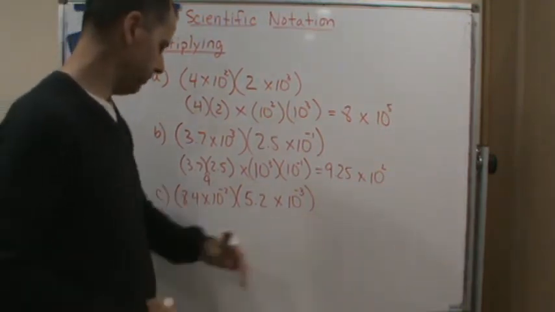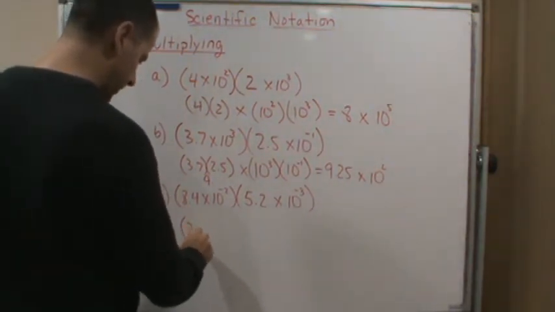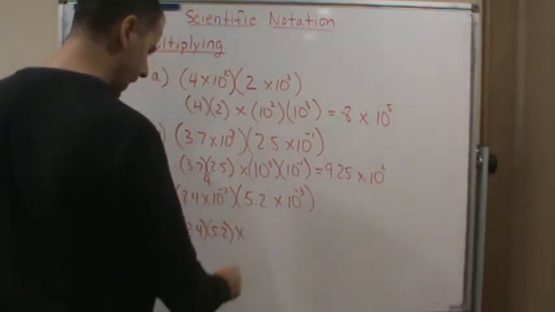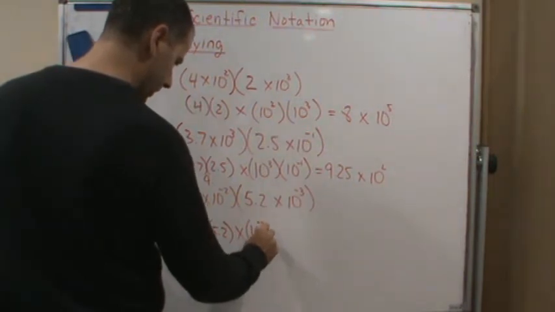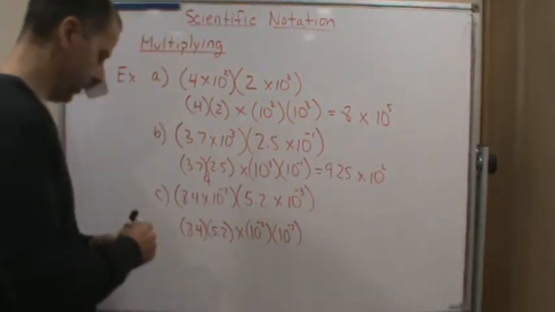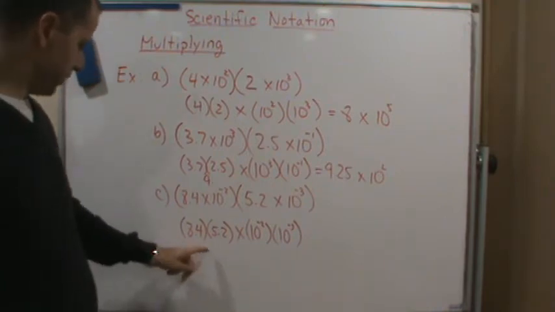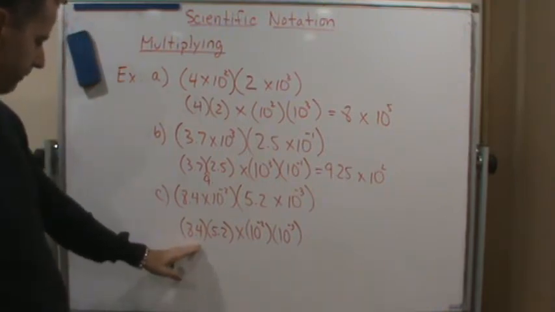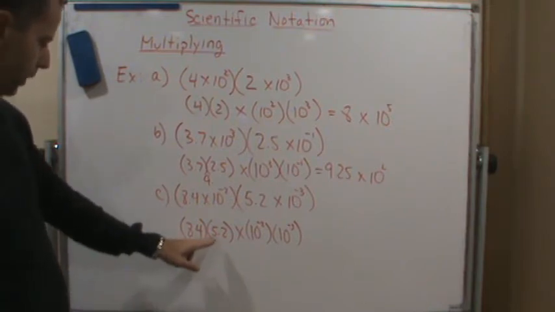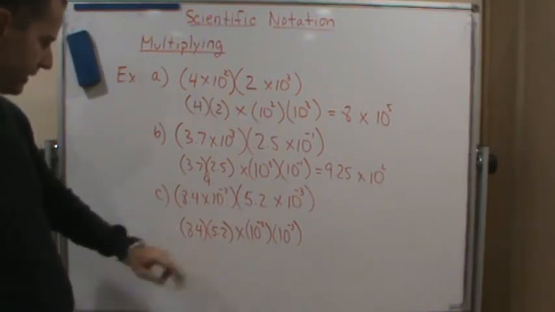Now, what about this one? Well, we're going to do the same thing. We're going to group the first factors together. So that's 8.4 times 5.2 times 10 to the negative second power times 10 to the negative third power. And so now we're going to multiply these differently. Okay? So this is going to be what? 8,400 divided by 2 is 4,200. 4,200 plus 168, 4368.